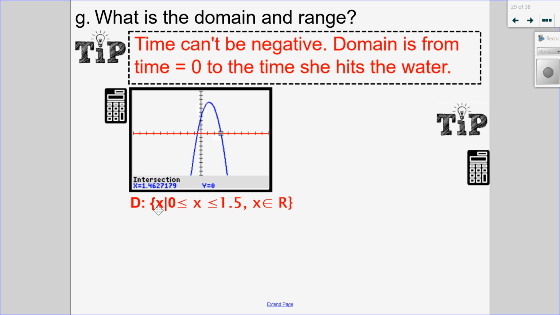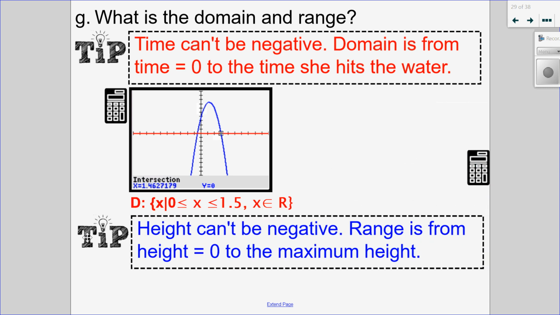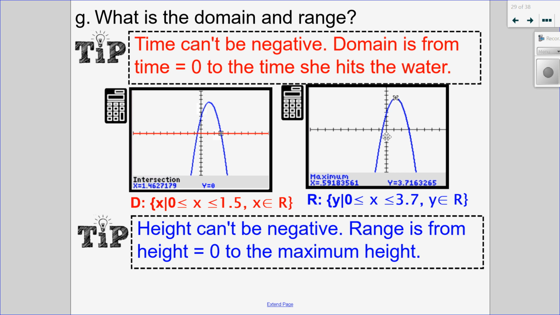So the set of all x such that x is greater than 0 but less than 1.5, but still an element of the reals. Now for my range, range has to do with my y values, and those are height. Well, height can't be negative. So range is from a height of 0 to the maximum height. I can look at that there and see that the maximum height up here is 3.7. So range is the set of all y such that y is in between.